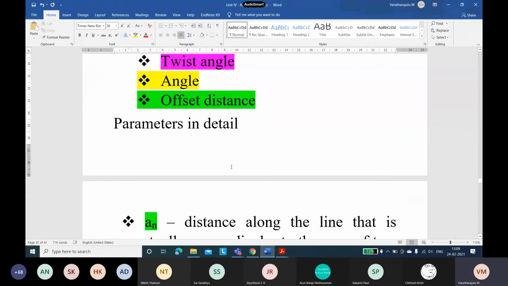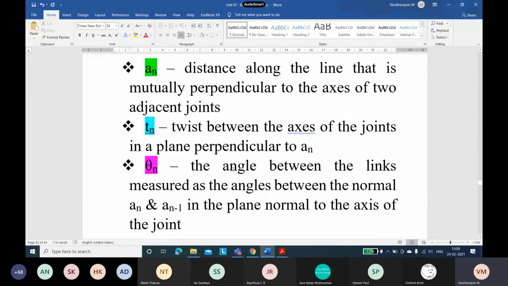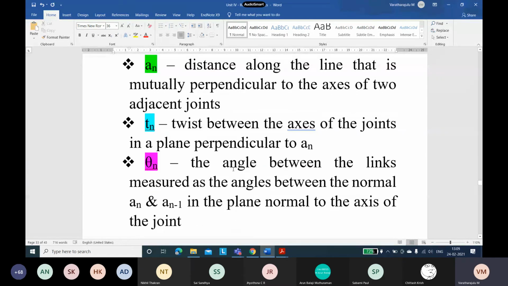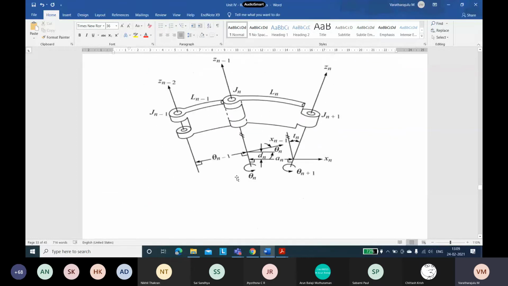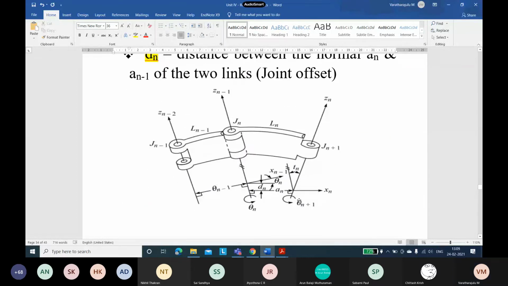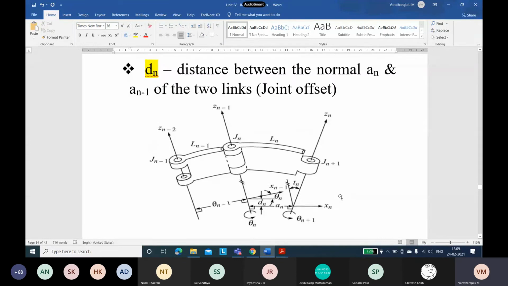The 4 variables are affected by the joint link combination. The length of the link, AN, is defined as the distance along the line that is mutually perpendicular to the axes of two adjacent joints. See here, AN is the distance along the line that is mutually perpendicular. This is the diagram we need to have. You please draw this particular diagram.